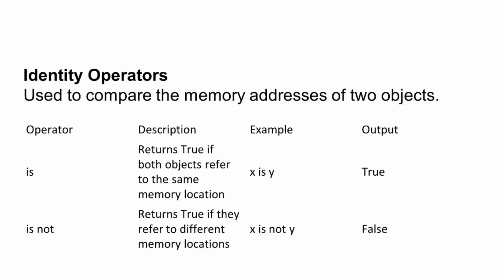Identity operators are used to compare memory addresses of two objects. There are two identity operators: is and is not. Is returns true if both objects refer to the same memory location, x is y, true. It compares the memory addresses of two objects. Is not returns true if they refer to different memory locations. x is not y, false.